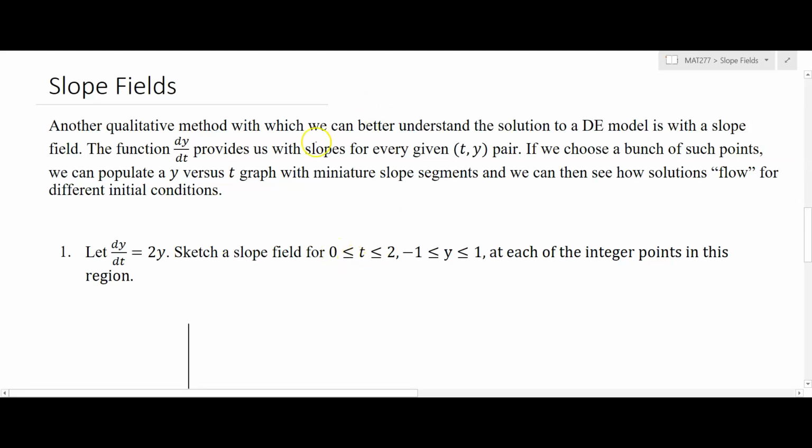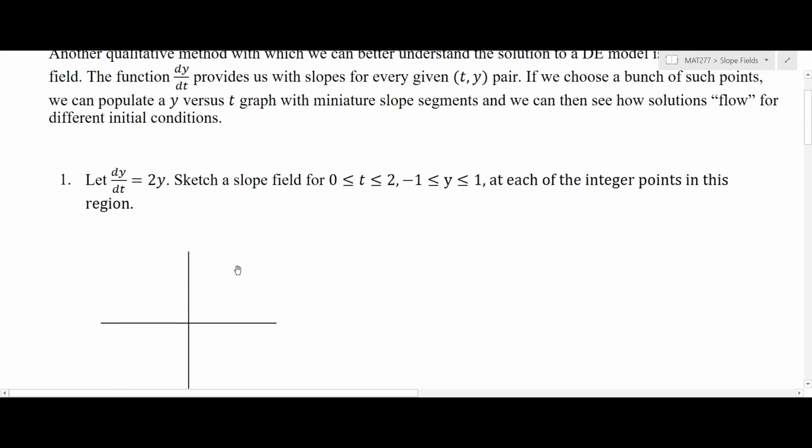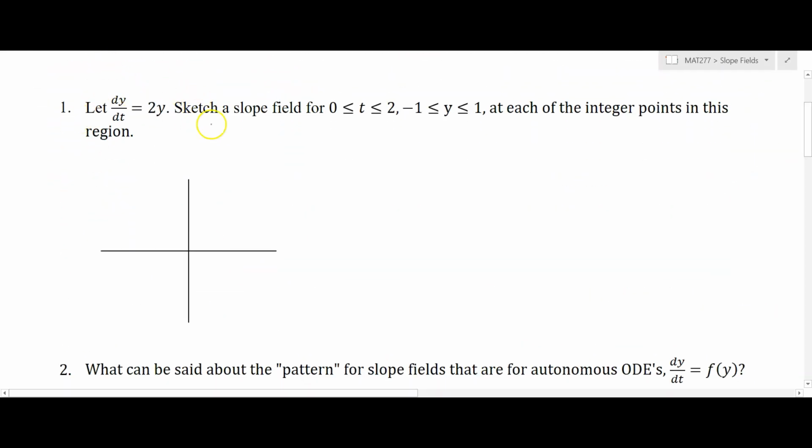Let's take a look at this very first example. We have a differential equation, and we want to sketch a slope field for t over the interval 0 to 2 and y over the interval from -1 to 1 at each of the integer points in this region. The reason we say this is because there are infinitely many points, even from t equals 0 to 2.